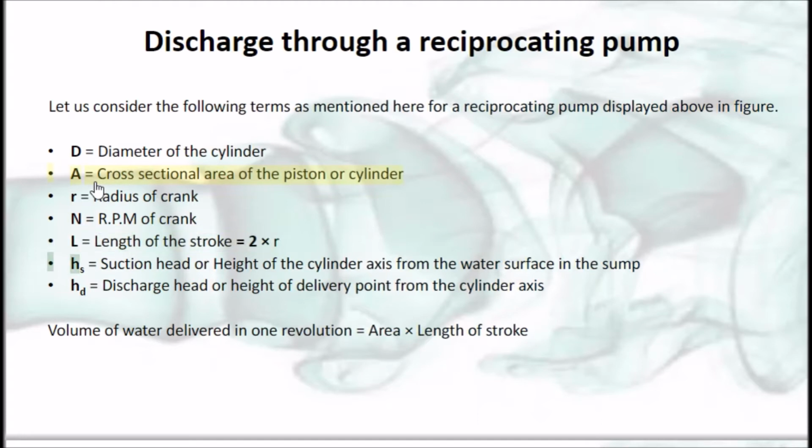H_S equals suction head or height of the cylinder axis from the water surface in the sump. H_D equals discharge head or height of the delivery point from the cylinder axis.